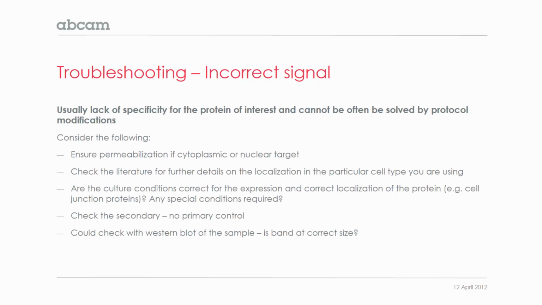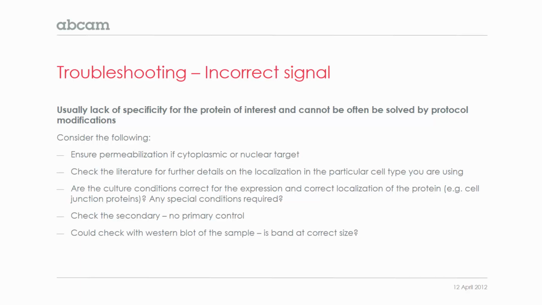And the next problem is if you have an incorrect signal. And this really is the most difficult one to troubleshoot, because usually it shows a lack of specificity for the protein of interest. It can't always be solved by protocol modifications. However, there are some things that you can consider. You can ensure permeabilization, if it's a cytoplasmic or nuclear target. You can check the literature for further details on the localization in that particular cell type you're using. Check if the culture conditions are correct for the expression and for the correct localization of the protein. Are any other special conditions required?